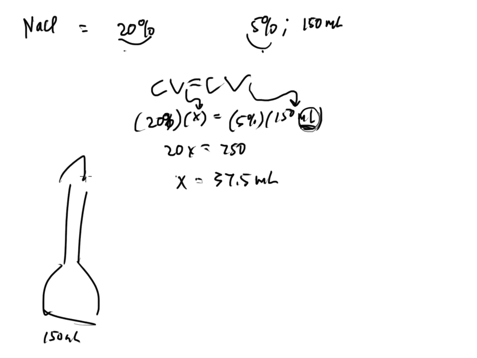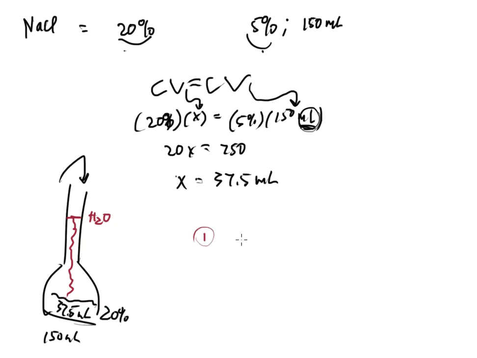And then I'm going to add in 37.5 mils of a 20% solution. And then on top of that, I'm going to bring in some solvent, probably water in this case, and I dilute up to the line, mix it, make sure it fully dissolves, make sure it's miscible, and then my solution prep is done, right? Now, here's the kicker.